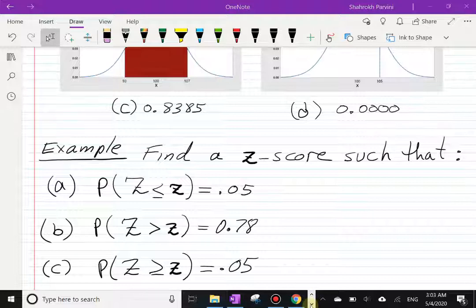So now I'm going to go to, and remember these numbers so I don't go back and forth. I write them down on a piece of paper, right? And we have 0.78 and 0.05 less than, 0.05 greater than.